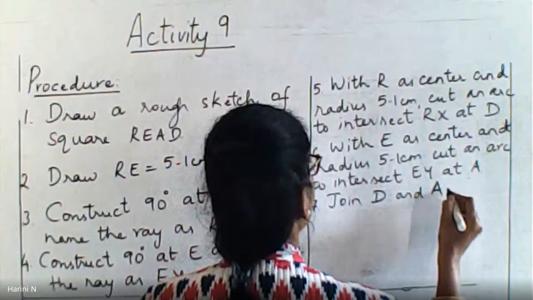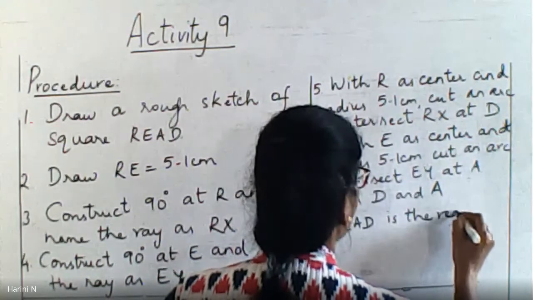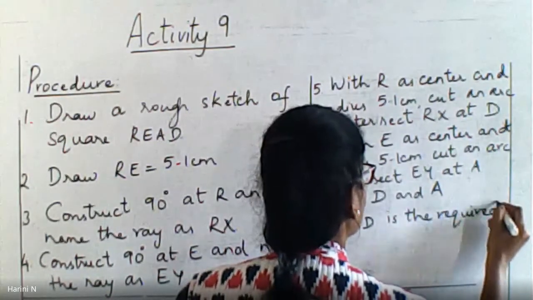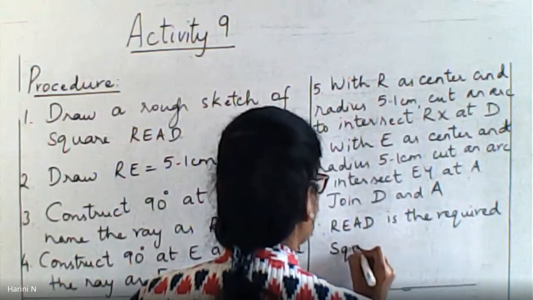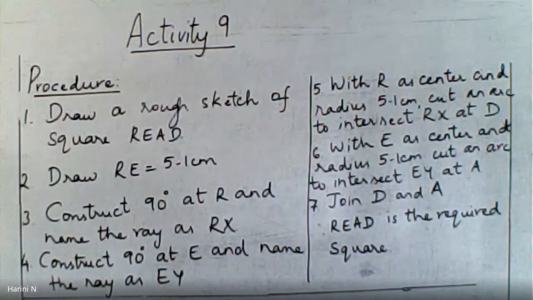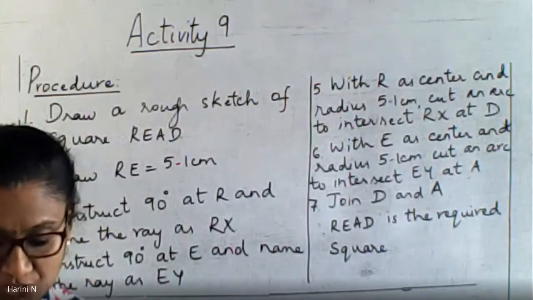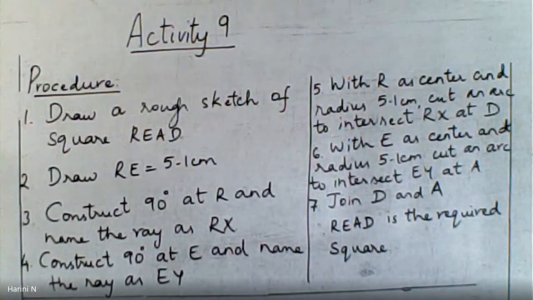So once you join D and A, what is it that you're getting? Therefore, READ is the required square. Simple as that. So that's how you write the steps of construction. If you're able to write it down, write it. Otherwise, wait for the recording to be shared, then you can take it down from there.